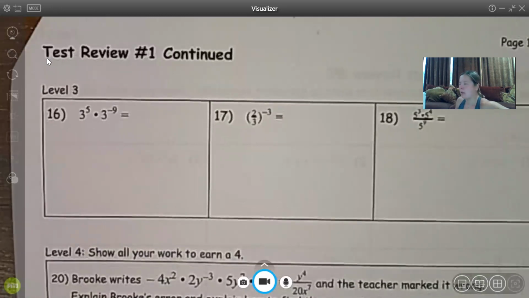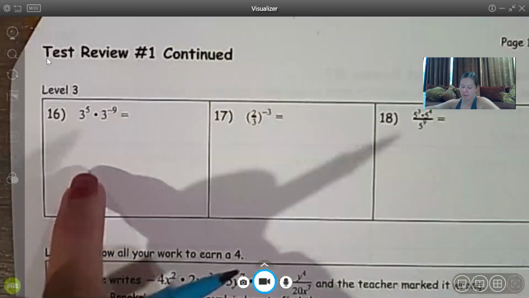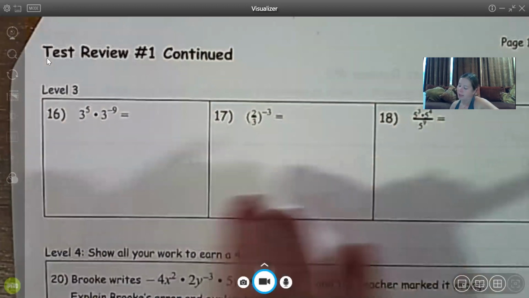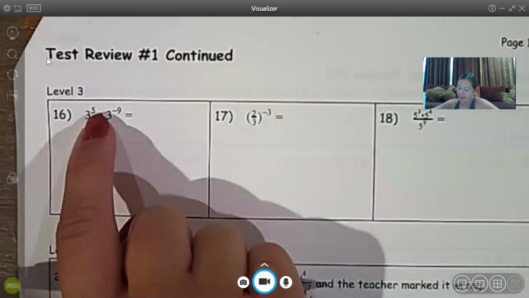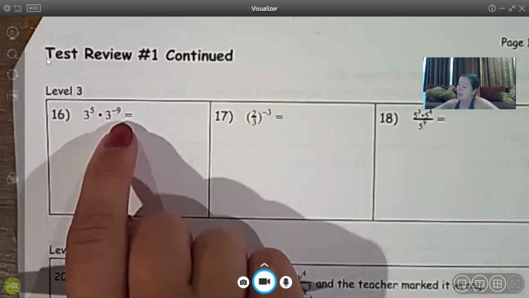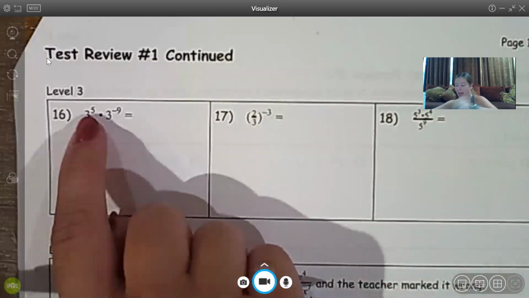On page 12 was all of our level 1 and 2 problems. Now we're moving to a little bit more complex problems. These are all 2-step. On page 13, so these are your level 3 problems right here. Looking at number 16, we did problems like this on Friday. We have 3 to the 5th times 3 to the negative 9th. We have multiplying like bases, so we know in our first step we can add them.